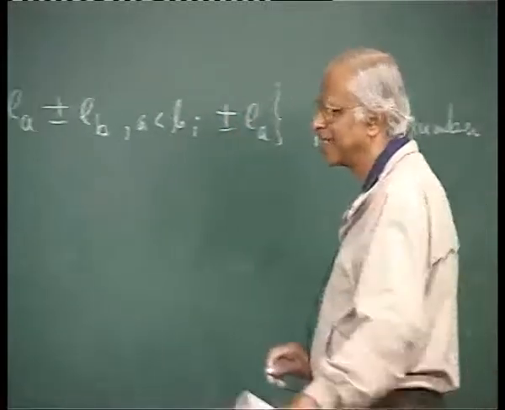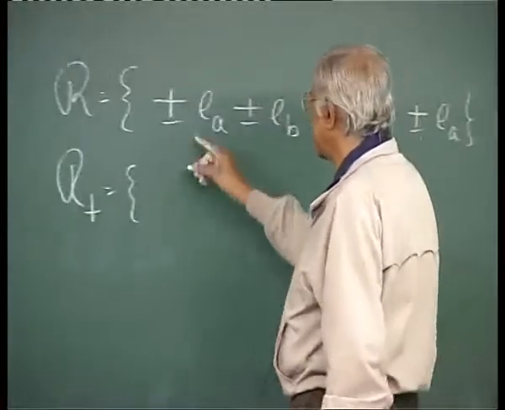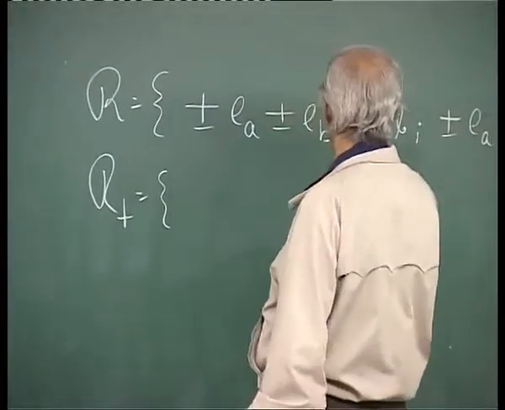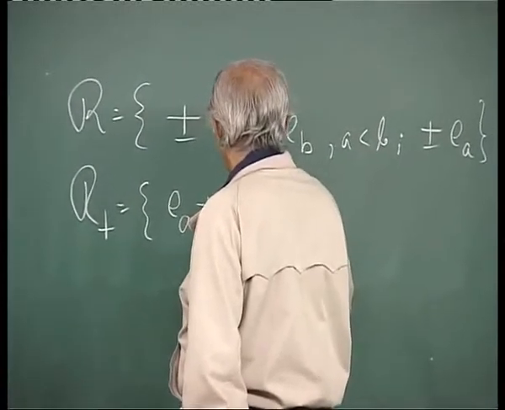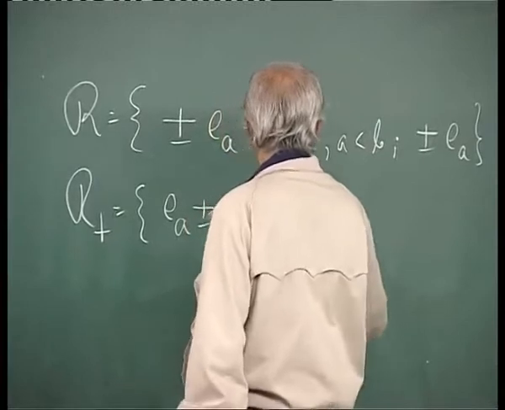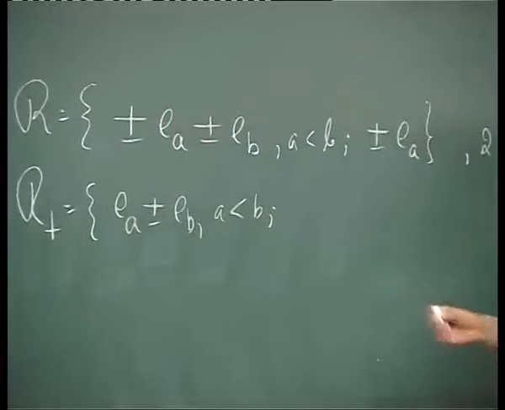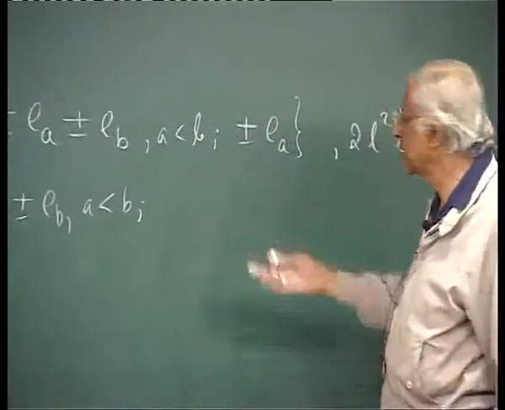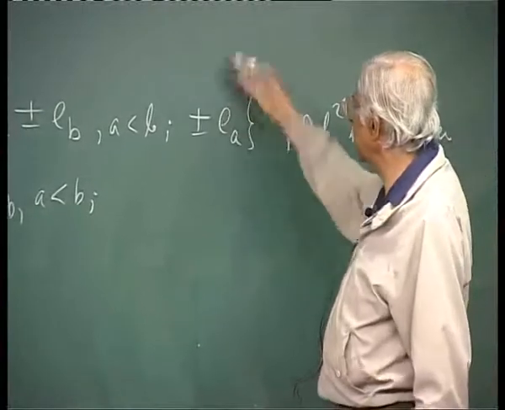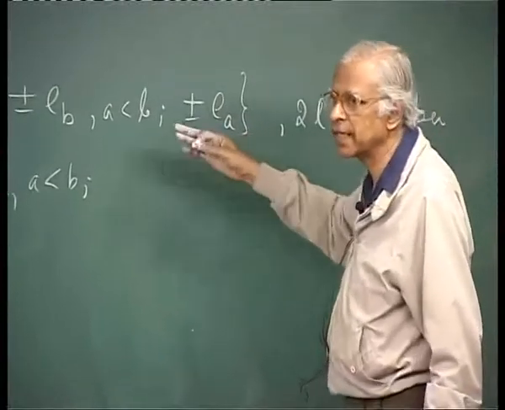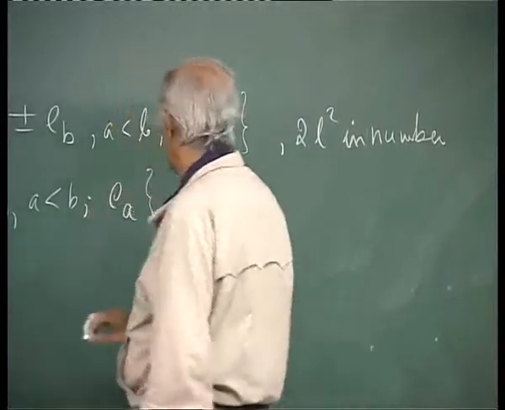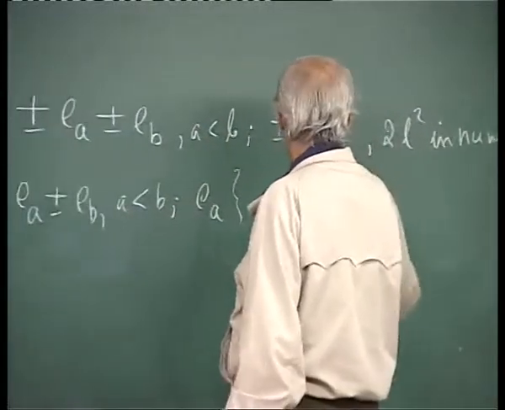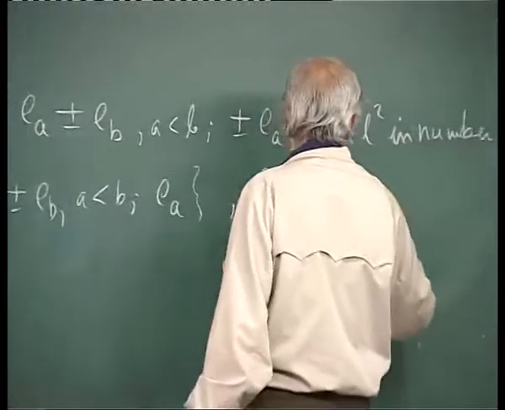And now, the positive roots, you can tell me very quickly. I take only the plus sign here because A is less than B. And here what do I take? Just the plus sign. Because this one is zero everywhere except one or minus one at the A-th place. So I just take E_A. These are the positive roots. And the number here is L squared.